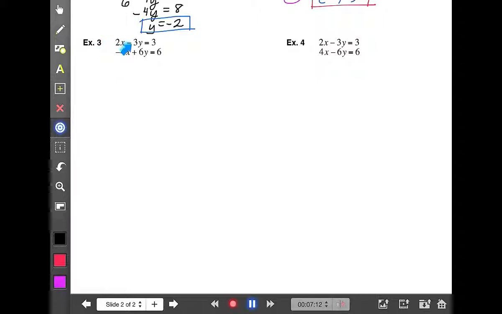What would you do if you eliminated the y's? What would you make them into? 6. And so again, we'd multiply the top by 2, so we really don't have a choice. We're multiplying the top equation by 2. And so we're going to rewrite, so this is our first step here. So we get 4x minus 6y equals 6. Rewrite the second equation, even though we didn't touch it.